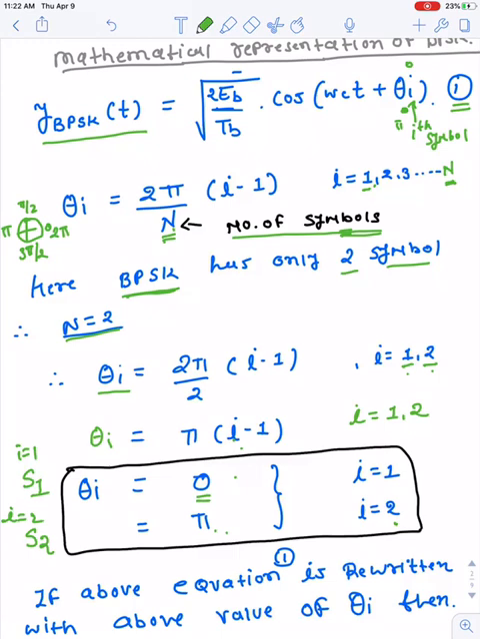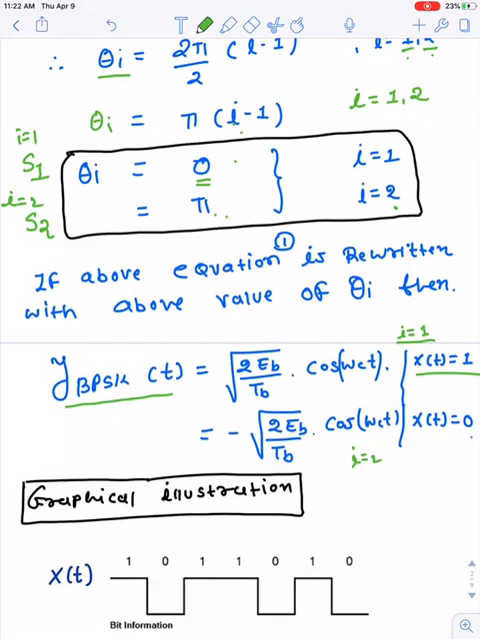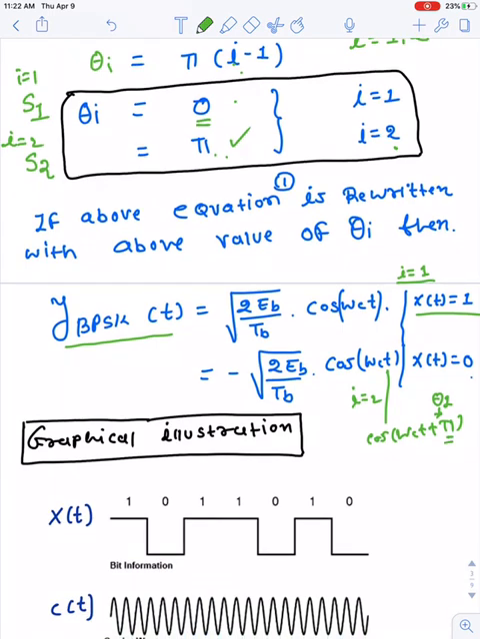This is omega c t plus pi, because theta 2 is pi here, which is written over here. And what is cos of omega c t plus pi? It is minus cos omega c t. So for the first symbol, if x of t is 1, we will transmit the BPSK modulated signal as square root of 2 Eb by Tb cos omega c t. And if the input x of t is 0, we transmit this signal as minus square root of 2 Eb by Tb cos omega c t.